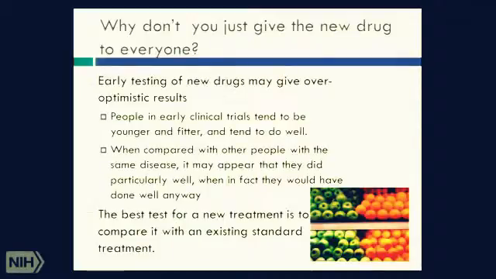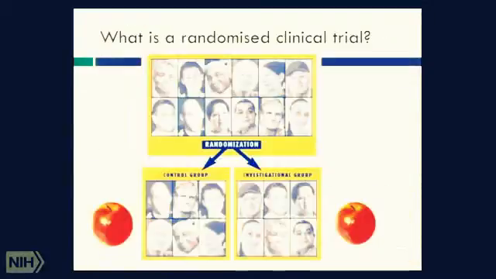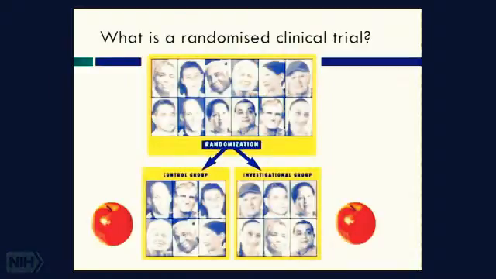When we compare that with historical data and how the general population with mesothelioma may do, it might look as though people on that clinical trial did particularly well, when in fact, perhaps because they were younger and fitter, they would have done well anyway. So the best test for a new treatment is to compare it with an existing standard treatment.